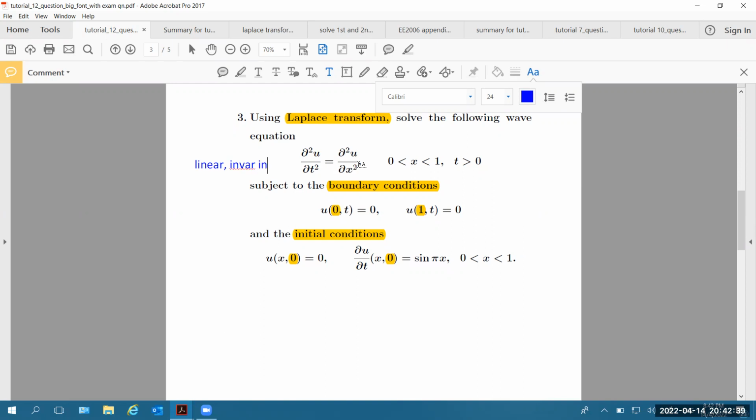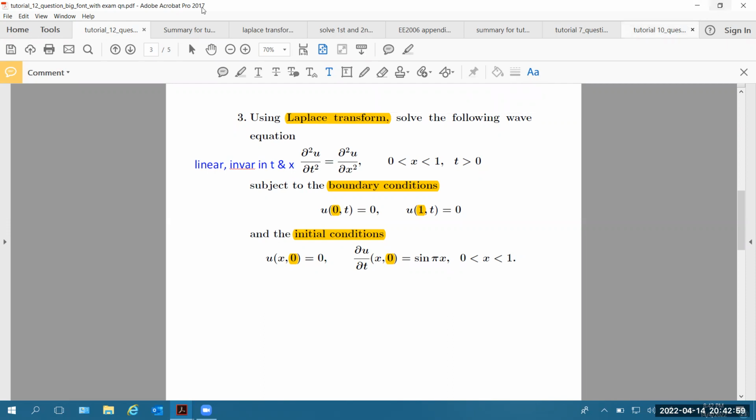In fact, it's invariant in both T and X. So it is also invariant in X. What we need is just invariant in one; invariant in one is enough. So this one is suitable to use the Laplace transform method.